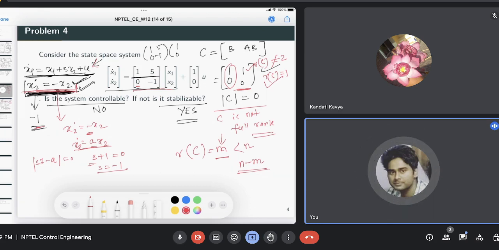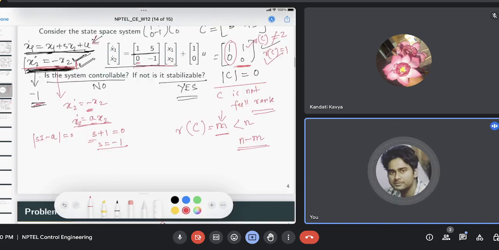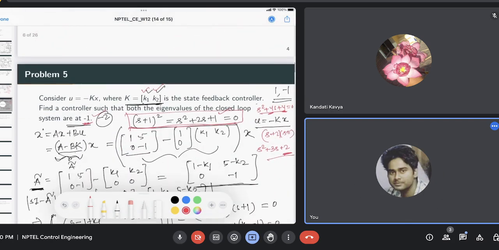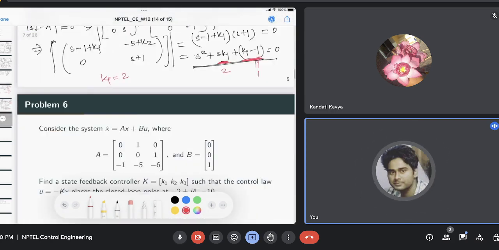If it is fully controllable, then you can choose arbitrarily all these n eigenvalues, or n closed loop poles. For a general case, when the rank is less than full rank, only that m number of modes you can choose. Other modes you cannot choose. If it is full rank, that is n, then you can choose all these n eigenvalues arbitrarily. Then we move to the next question.